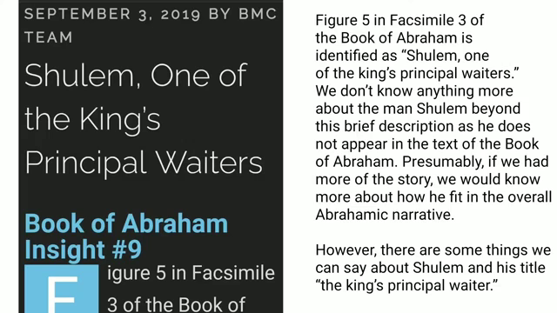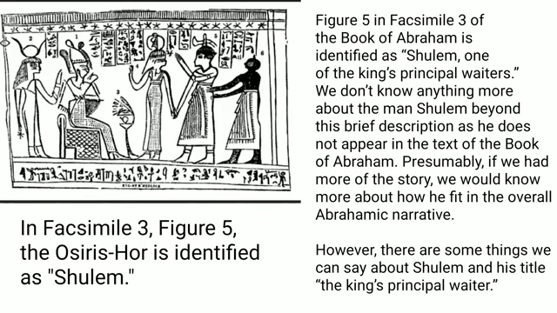Figure 5 in facsimile 3 of the Book of Abraham is identified as Shulem, one of the king's principal waiters. We don't know anything more about the man Shulem beyond this brief description, as he does not appear in the text of the Book of Abraham. Presumably, if we had more of the story, we would know more about how he fit in the overall Abrahamic narrative. However, there are some things we can say about Shulem and his title, the king's principal waiter.